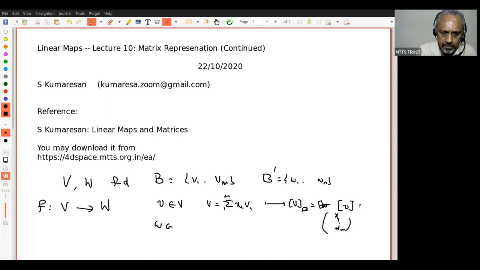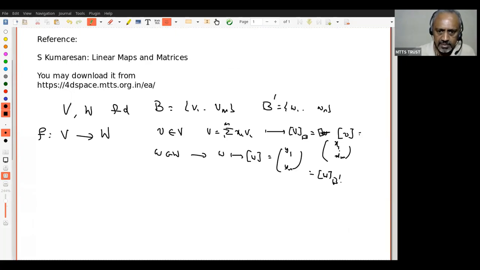Similarly, w in W goes to the coordinate vector of w, where this is again with respect to B dash. I will suppress it if the point is clear. Y1 to yn. This actually is w with respect to B dash. These are the coordinate maps. All right. And then we talked about the matrix of F with respect to the bases B and B dash.